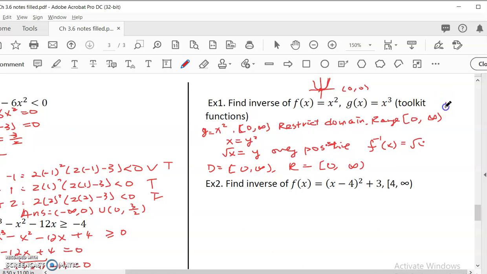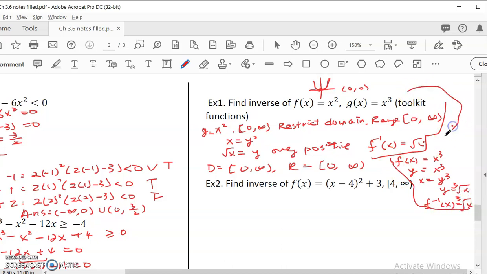What about x cubed? For x cubed, we don't have to restrict it. So if f of x is equal to x cubed, y equals x cubed. We don't have to restrict it. So switch x and y. So x is equal to y cubed. So y would equal the cube root of x. And so the inverse of x is just the cube root of x. So for odd roots, it's much easier. Okay, so that's that one.